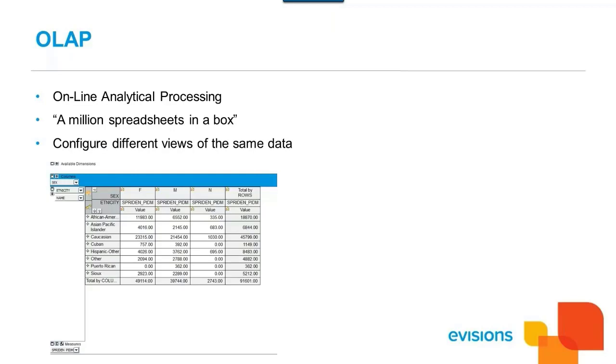And the key to the OLAP is its ability to allow the end user to configure different views of the same data. The user is presented data in an electronic spreadsheet format. By moving rows and columns or clicking on them, the user makes the system perform calculations and show data in different aspects.